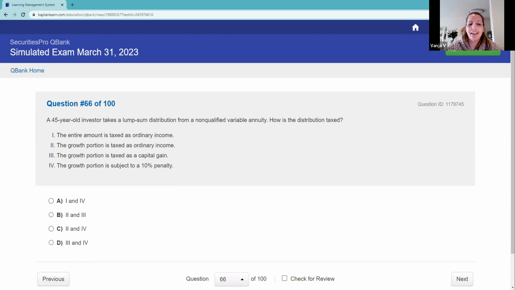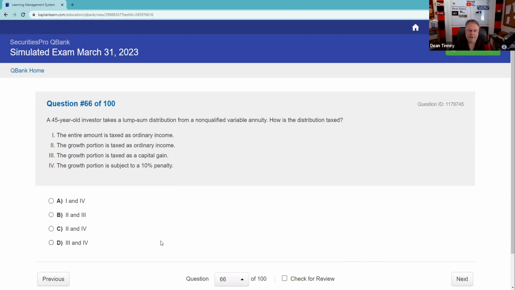So that didn't give me too much of an elimination there. Well, just B, but it's something. Right. And we know that the growth portion taxed as capital gains is not it. That's right. So that leaves me with A or C. And the entire amount is taxed as earned income, non-qualified. So it's going to be the entire amount. So 1 and 4. So that's an A.